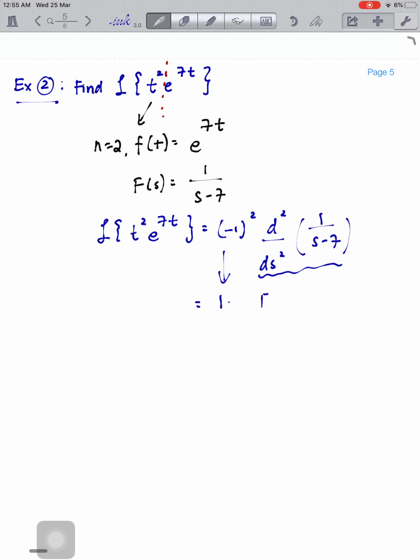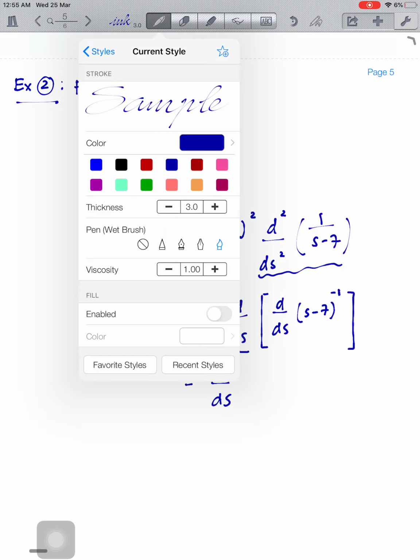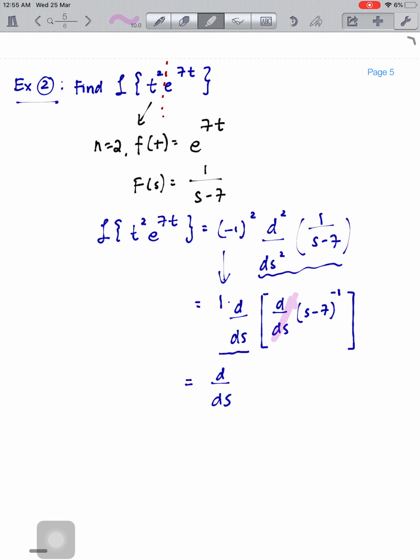Alright, so the first differentiation is going to occur in here in the square bracket. So first I'm going to differentiate s minus 7 to the power of negative 1. So this is where the first differentiation is going to occur, and then I'm going to differentiate that again. The outcome from the first differentiation has to be differentiated again, so that is why I have another d over ds. Okay, so now just copy it down, the one outside, and now let's start differentiating what goes inside here.